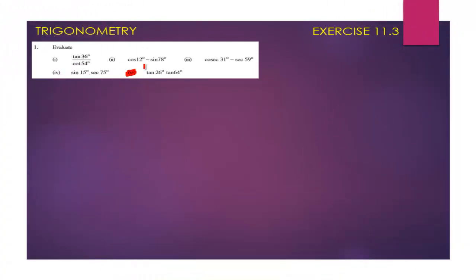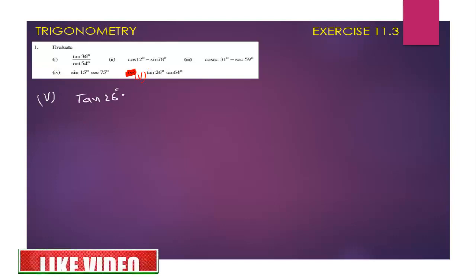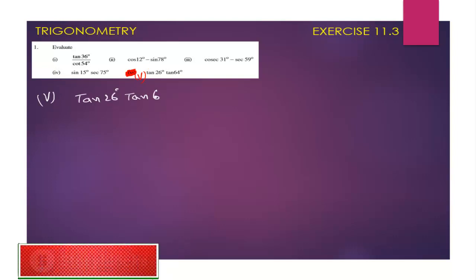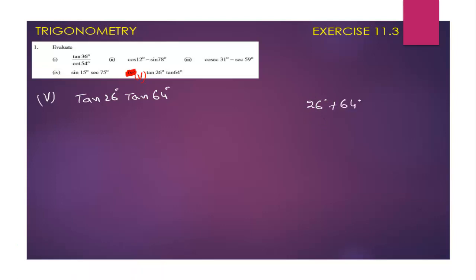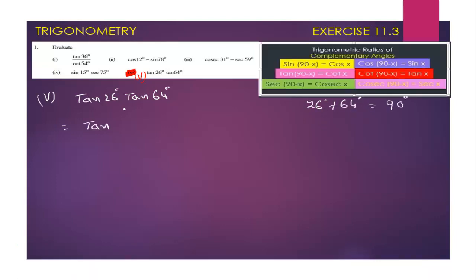Here, this is not the sixth problem. This is the fifth problem. The fifth problem is tan 26 degrees into tan 64 degrees. Here also, if you observe the given angles, 26 degrees plus 64 degrees equals 90 degrees. So here we can write 26 as 90 minus 64, into tan 64 degrees.